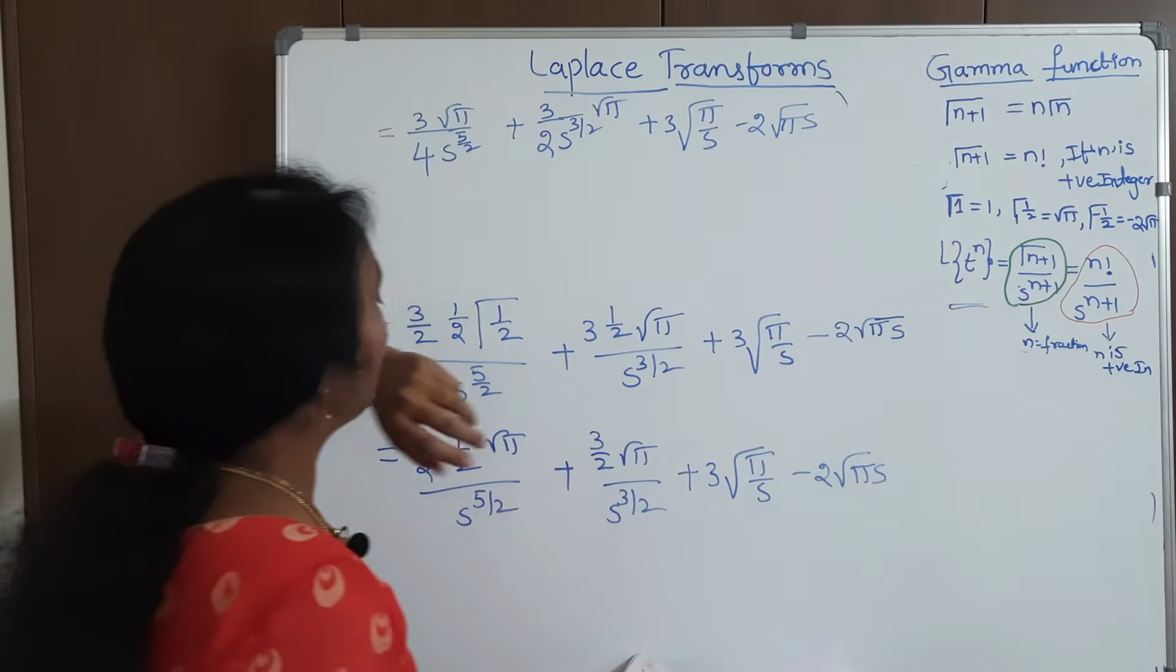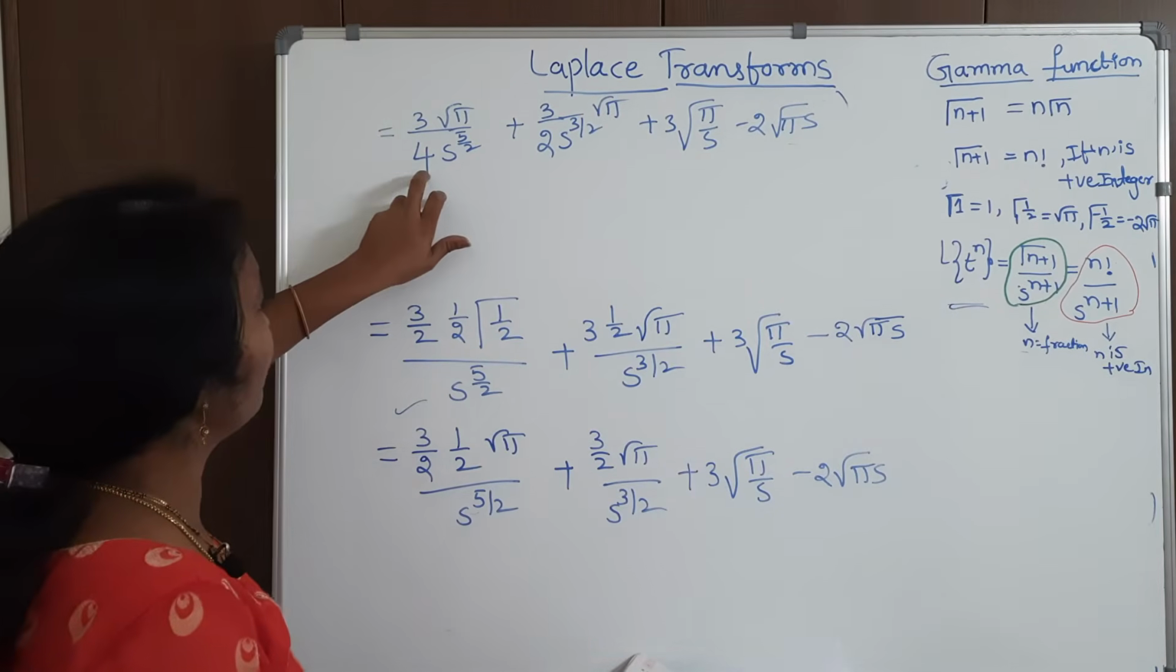Oh, 3 pi by s and s to the power of 2 root pi s. Come on, what is the common term here? Tell me, what is the common term? 3 root, shall I take root pi by 4 common here? Root pi is the same for all, and next one is 4.